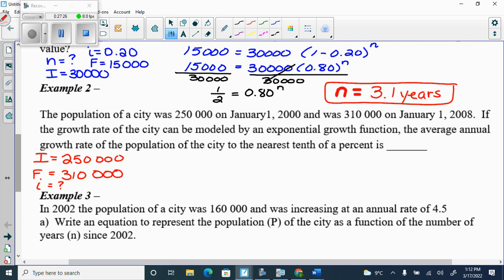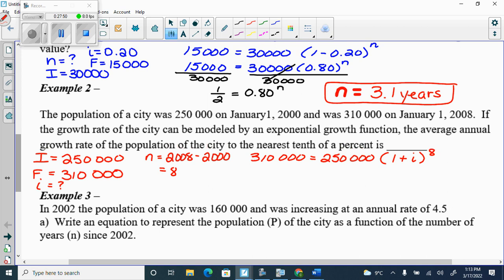2008 times 2000. Yeah, it's the years on the amounts. So 2008 minus 2000 is 8. So I'm going to get final, which is 310,000, equals initial, which is 250,000, bracket 1 plus interest rate, which I don't know what it is, and n is 8.